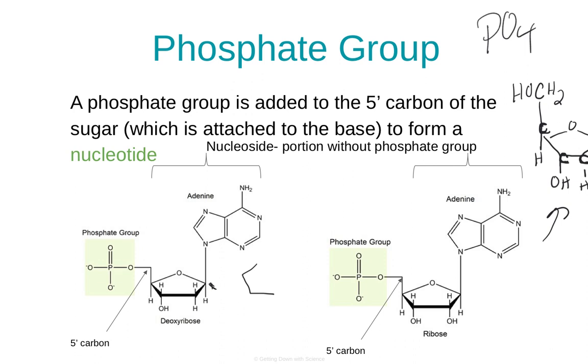So each little kink has a number. So this is carbon 1, carbon 2, carbon 3, carbon 4, and carbon 5. So 5' is that carbon. And if we were talking about this carbon, that would be carbon 1'. This would be carbon 2', etc.